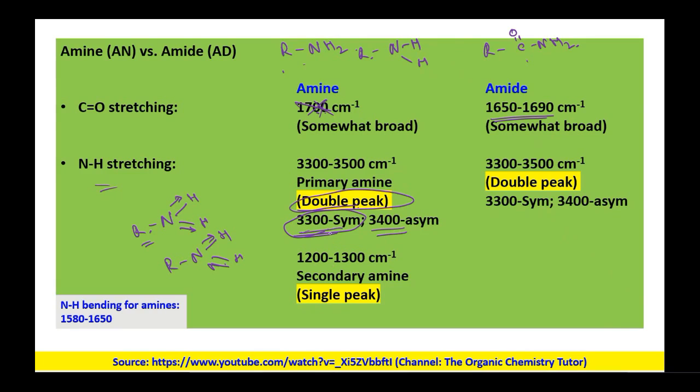And then we will be having this NH stretching. For the secondary amines, you will be getting a single peak, because over there we will be having R, N, R, H. So there is only one NH hydrogen bond. So we'll be getting only a single peak at around 1200 to 1300 centimeter inverse. Okay.